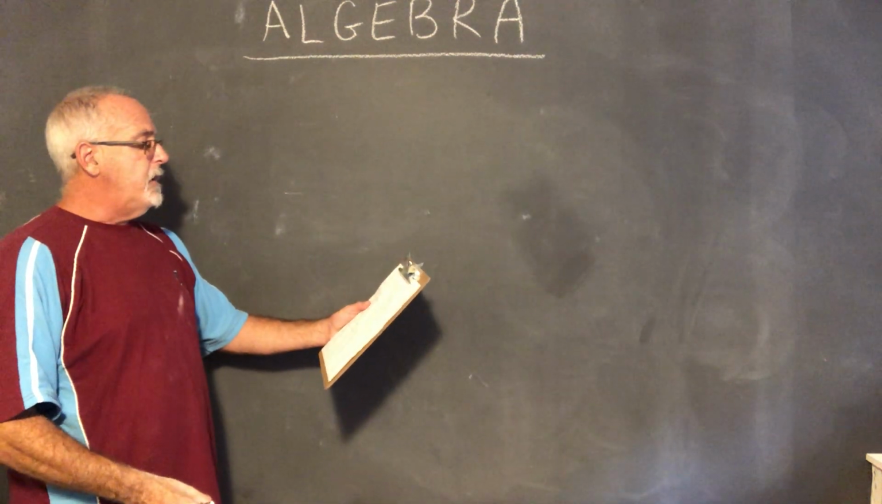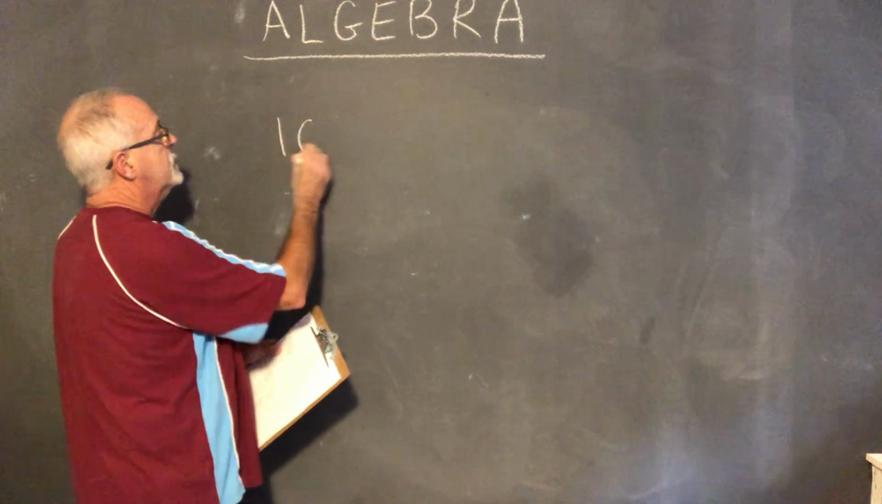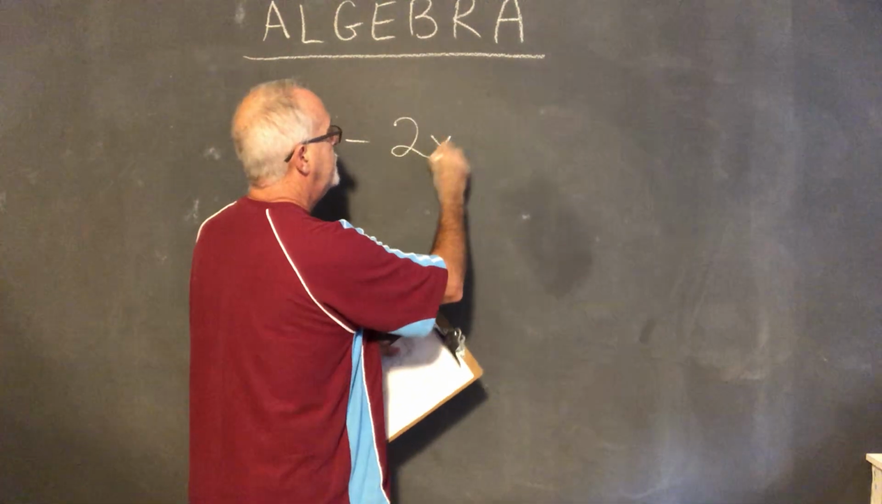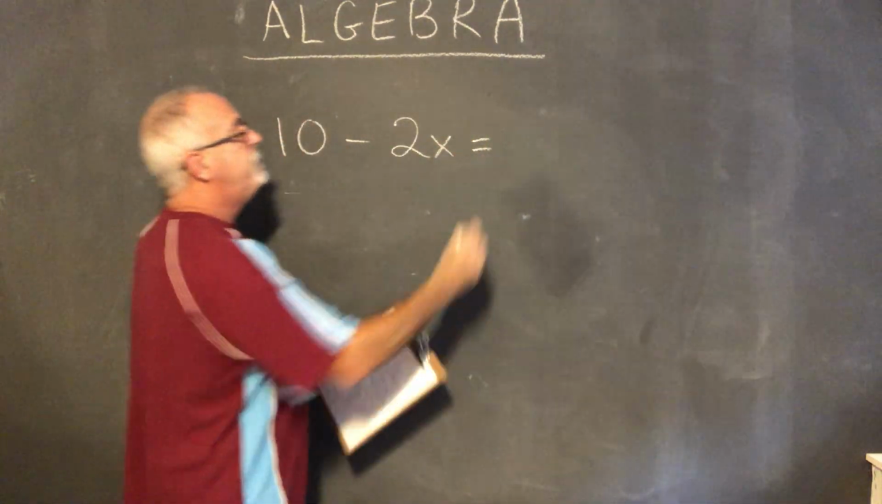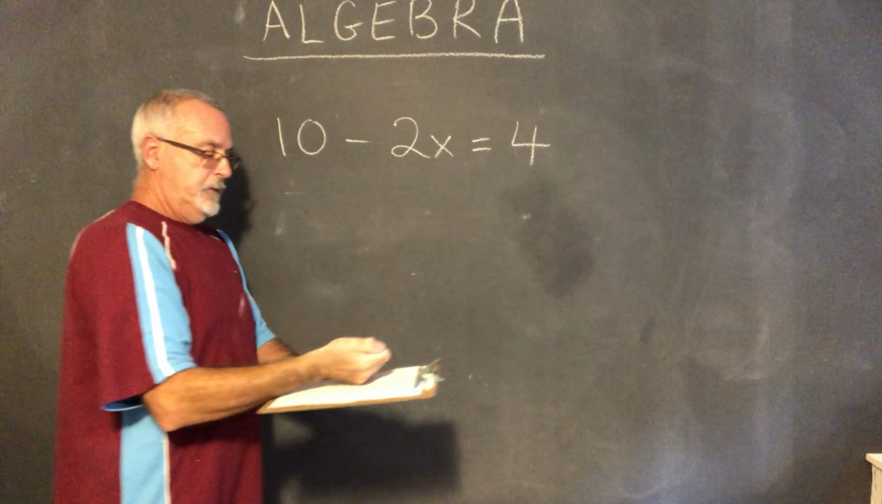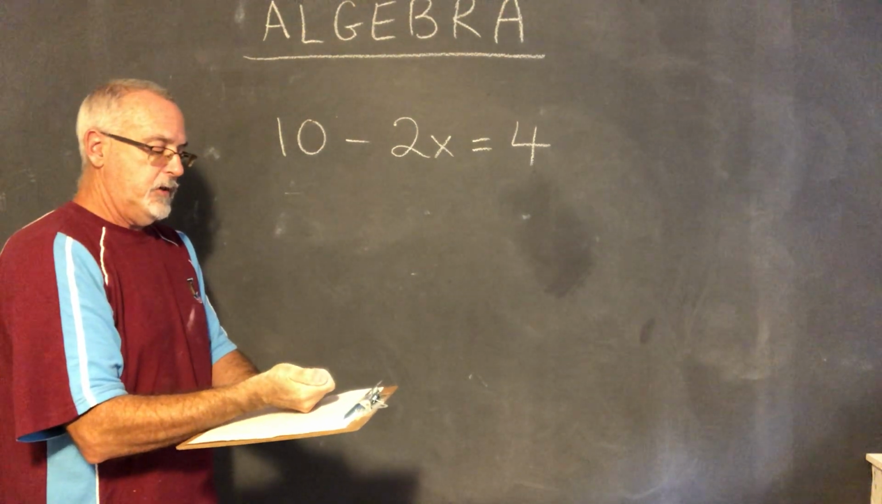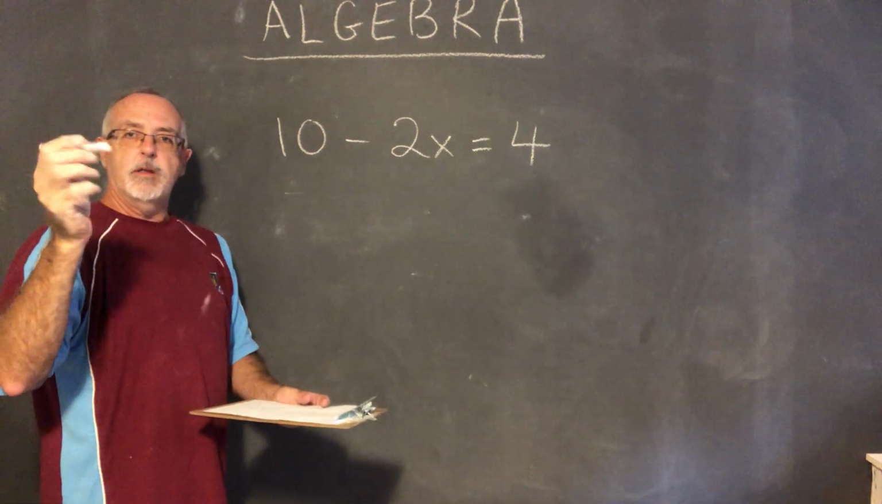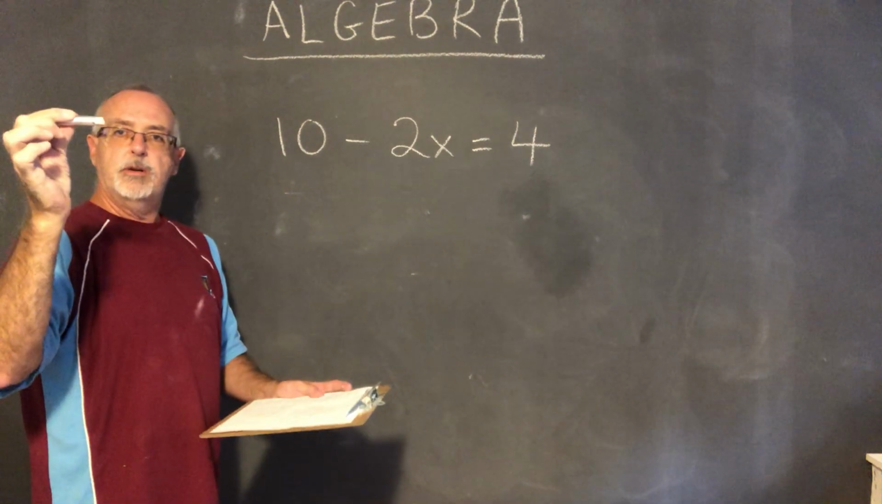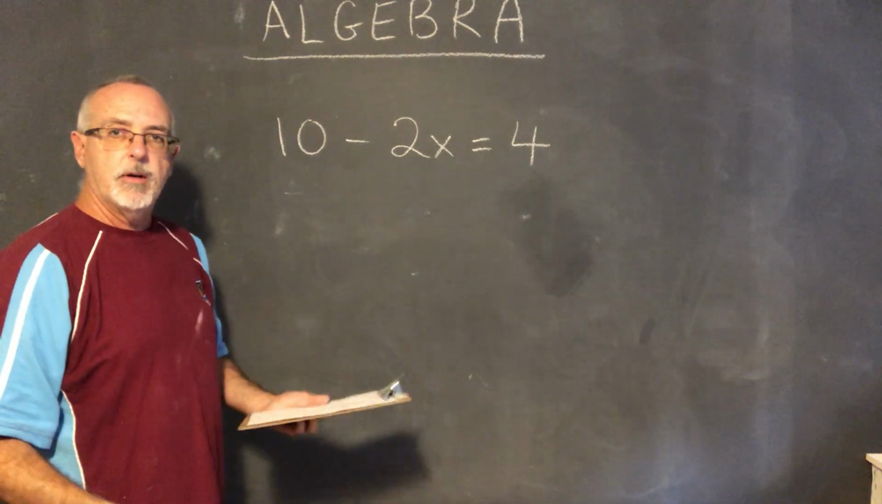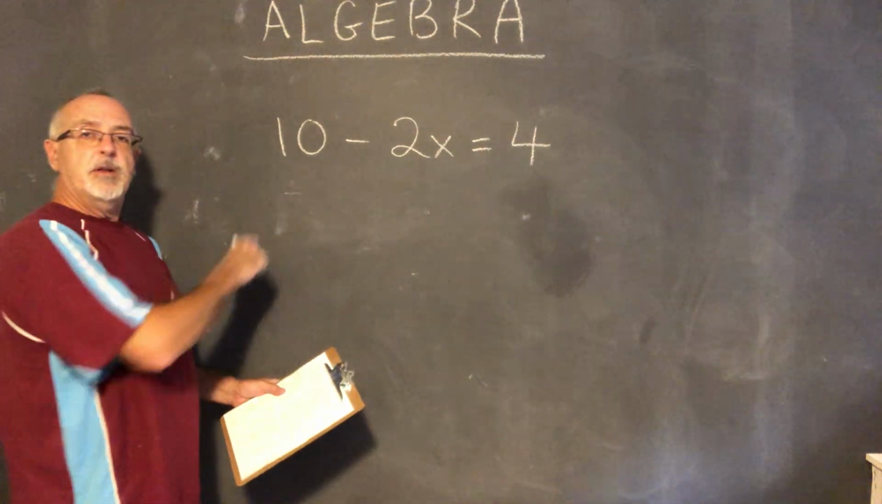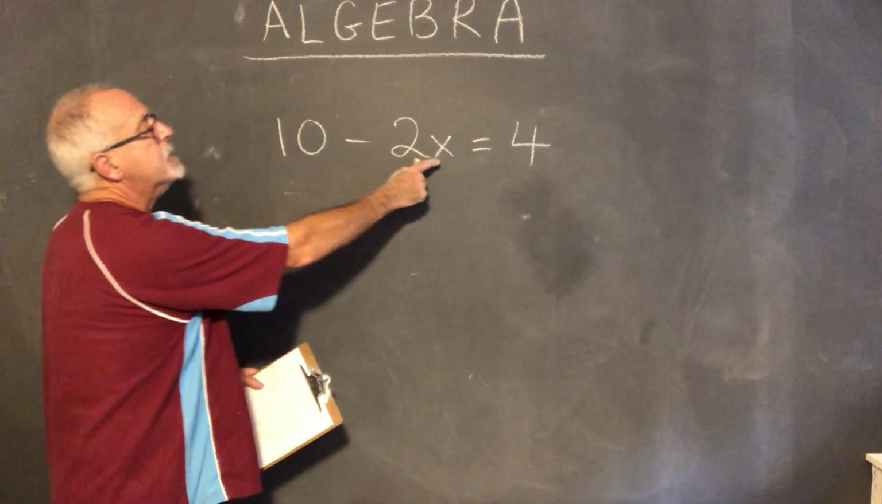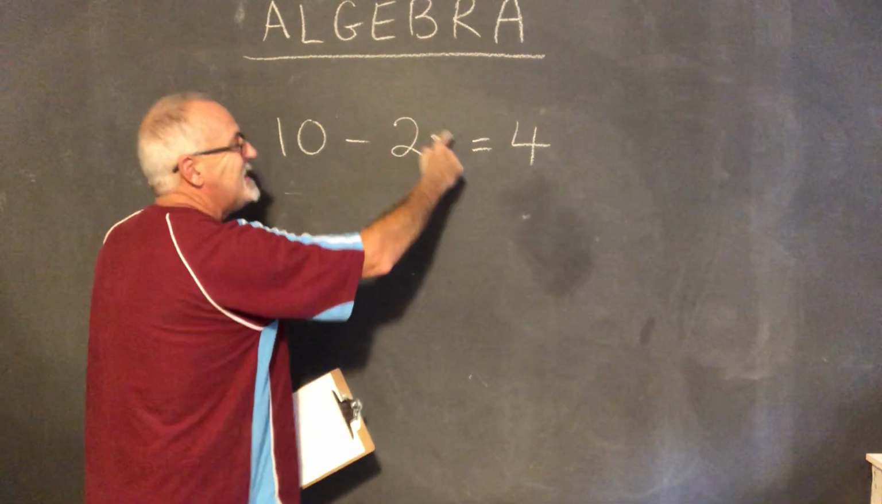Okay, next one. 10 minus 2x equals 4. Give myself a bit more chalk. I should figure out the problems per piece of chalk ratio that goes with these lessons, especially when you write larger. Okay, now my x is part of this thing that's being subtracted.